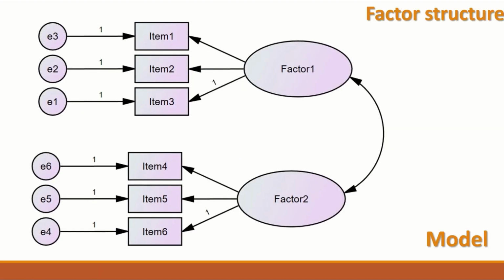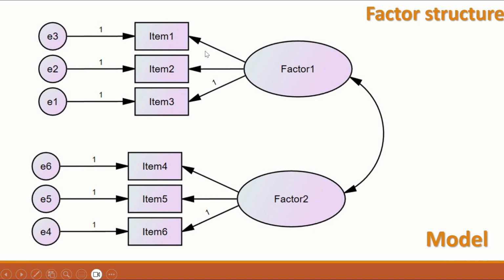This slide shows the factor structure, i.e. the model proposed by the exploratory factor analysis. Here, as shown, there are two factors, factor 1 and factor 2. Factor 1 loads into it 3 items, and factor 2 loads into it 3 items, and factor 1 and factor 2 can covary.